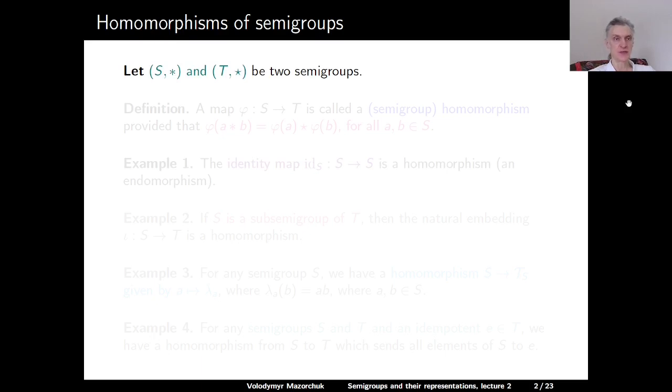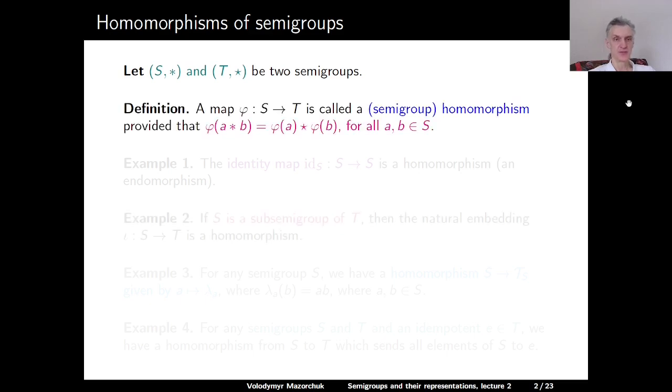Let us denote the semigroup operation on S by an asterisk and the semigroup operation on T by a star. Definition: a map phi from S to T is called a semigroup homomorphism, provided that, for all elements A and B in S, phi applied to A asterisk B is equal to phi of A star phi of B.